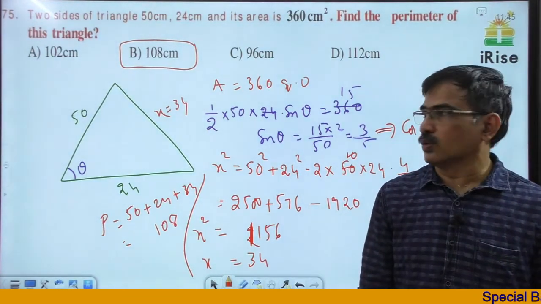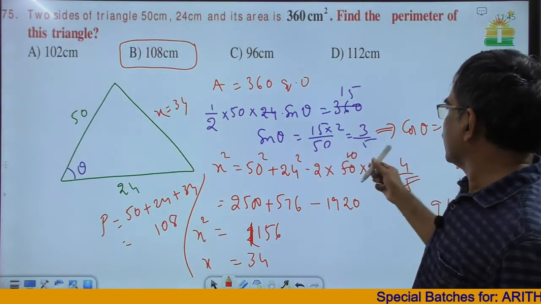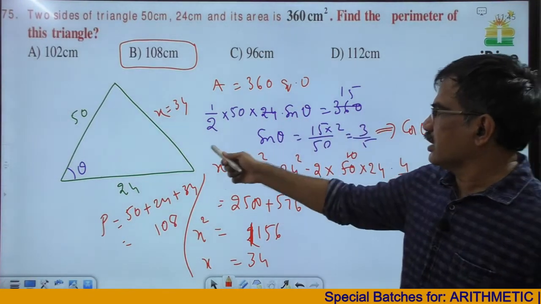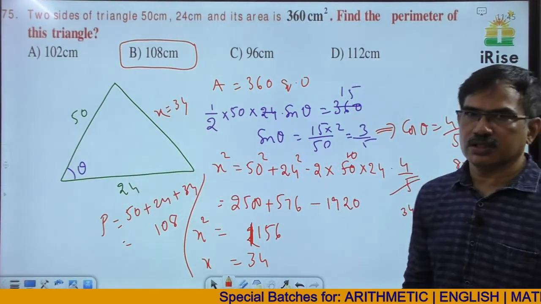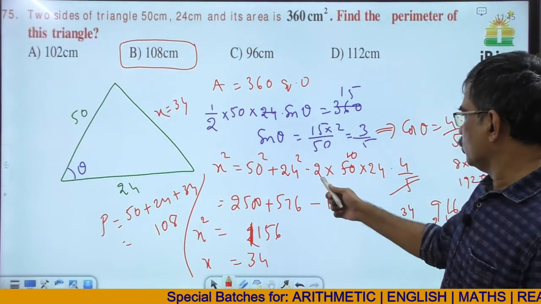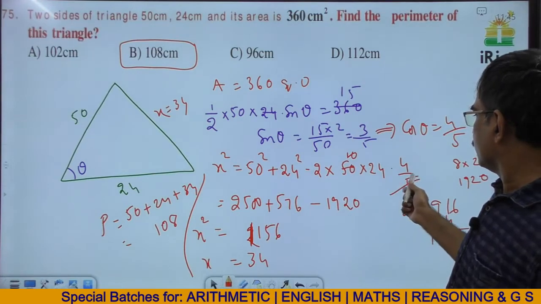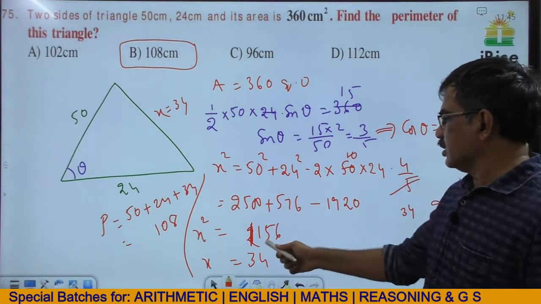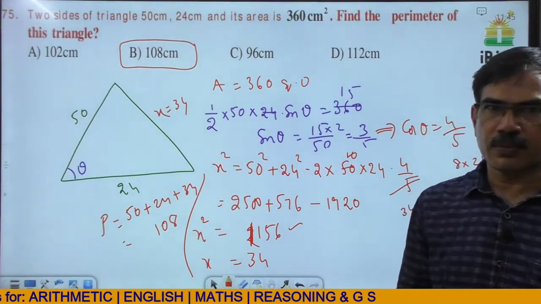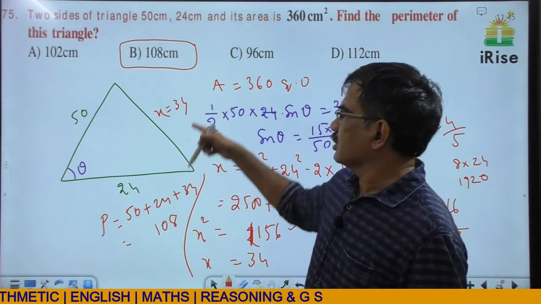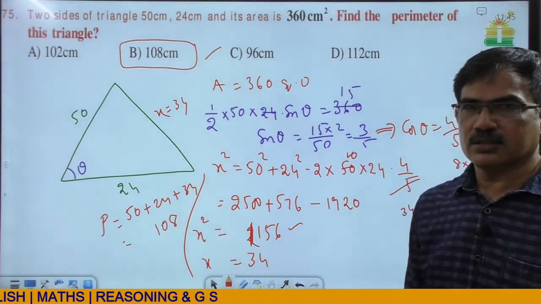Answer is 108. Once again, listen. Area formula applied, find sin theta, we get 3 by 5. Then after finding sin theta, x square is equal to a square plus b square minus 2ab cos theta. Two into half, 2 into 50 into 24 into 4 by 5, which is 1920, so x square is equal to 1156. It is the square of 34. If it is 34, then the sum of the three sides is nothing but the perimeter. So answer is 108. Next question.